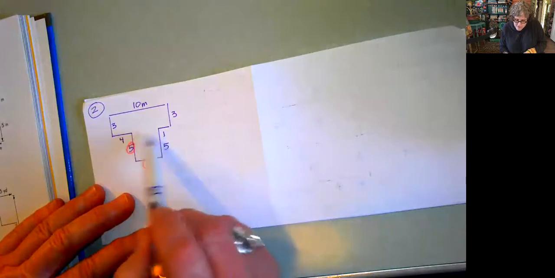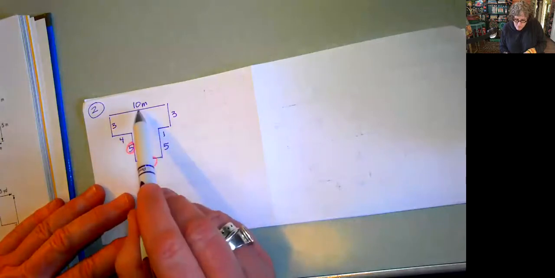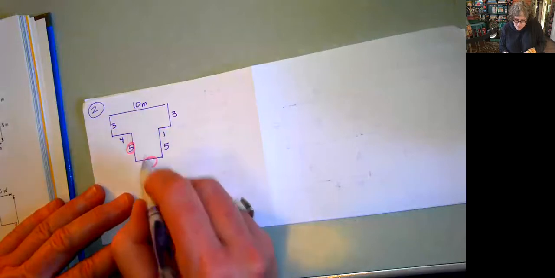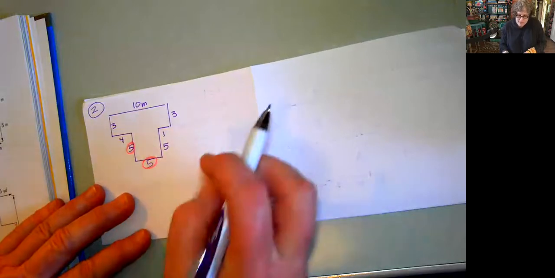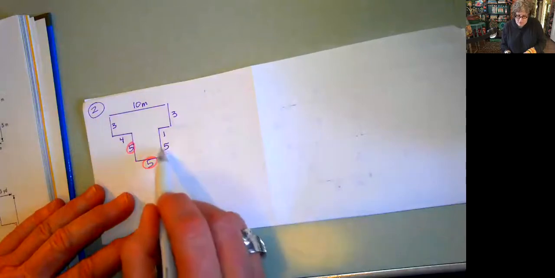Now, if I know that this is 4 and this is 1, then I can find this missing measurement by subtracting it from 10. So 4 plus 1 is 5, and 10 minus 5 is 5. And also this looks like a square, so that makes sense that this would be 5, 5, 5.